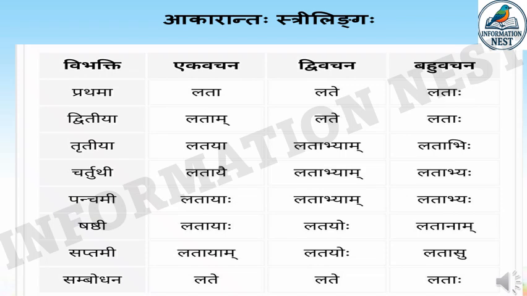Just like before, we have our 8 vibhaktis on the left, but keep an eye out. Feminine words follow their own unique rhythm. Let's break it down together.